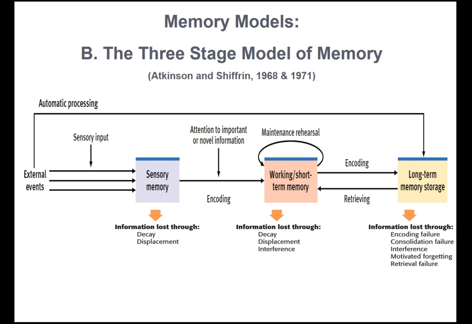So once we have things that we're paying attention to, that information can go to short-term memory or working memory. Short-term memory is the term we use really when we're talking about the capacity and how long information lasts in short-term memory. Working memory is the term we use when we're actively thinking about information in this stage of memory.